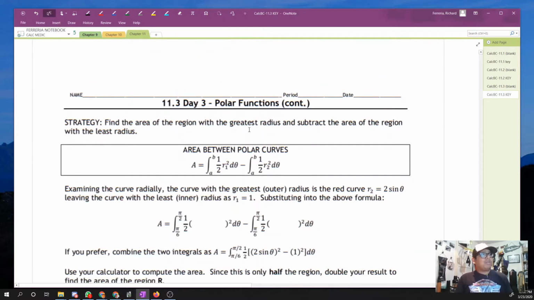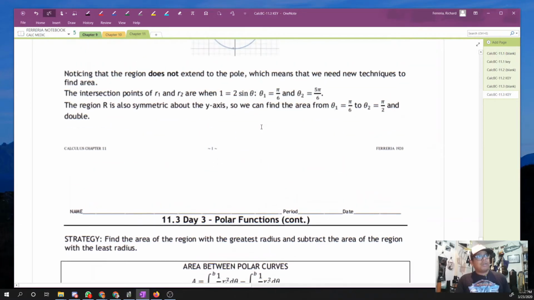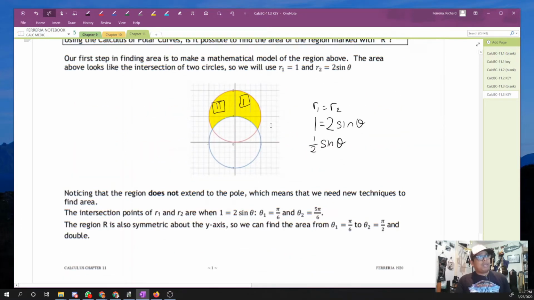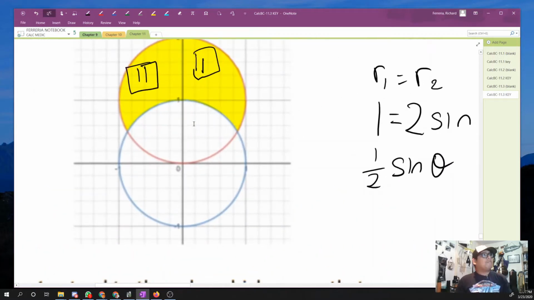So here's a strategy. We're going to find the area of the region with the greatest radius and subtract from it the area with the least amount of radius. So coming back up here, we're going to take this region and find this area right here. This is from pi over 6, and we're going to find this entire yellow region here. And that is just using the red curve as the radius.